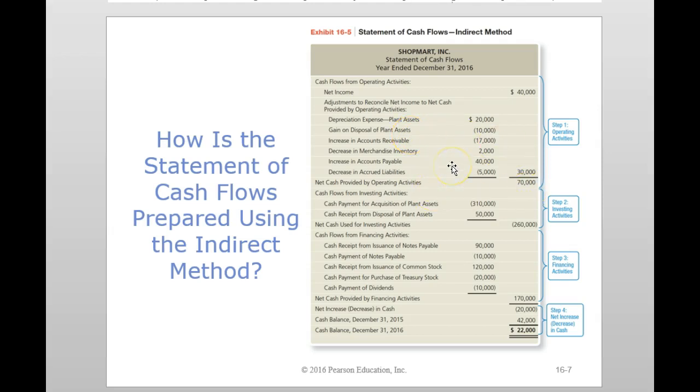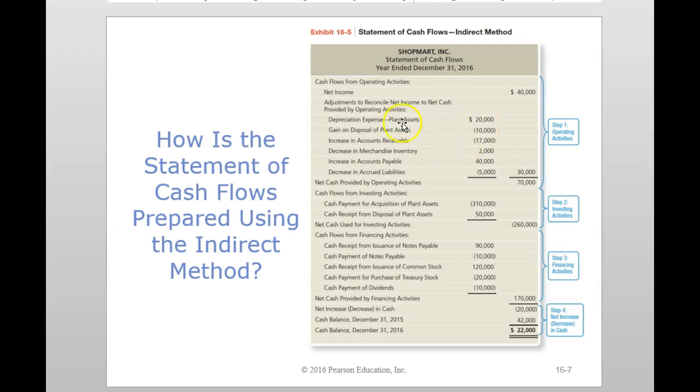A decrease in merchandise is going to be an addition, and an increase in accounts payable is added to. If you notice, current assets, when they increase, deduct from net income. When they decrease, they add. And the opposite is true of current liabilities. Current liabilities, when they increase, they increase this adjustment, and when they decrease, they decrease the adjustment.